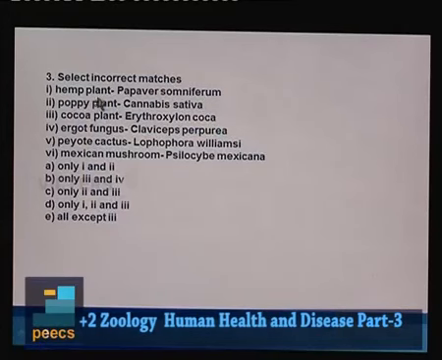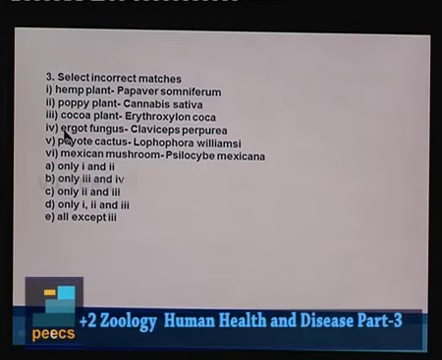Now, we have the third question. Select the incorrect match. Here hemp plant is actually Cannabis sativa. Poppy plant is also incorrectly matched because poppy plant is Papaver somniferum. Cocoa plant is used for obtaining cocoa, and it is different from coca plant. Coca plant is actually Erythroxylon coca. So, this third one is also an incorrect match.